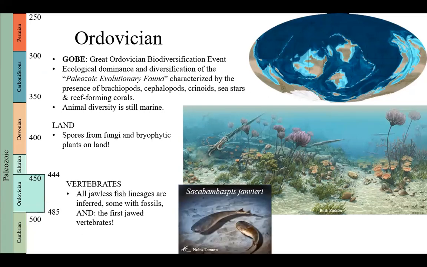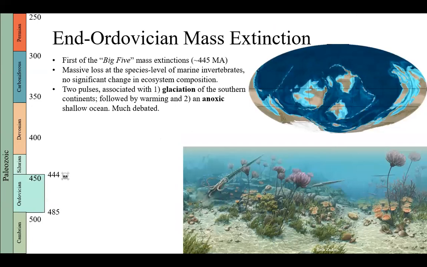Vertebrates, you guys met a bunch of great vertebrates in the Ordovician, least of all Sacabambaspis with the little eyes up front and the mouth down there. So that's our Ordovician timeline. So 485 to 444 million. These are all pretty long periods of time.